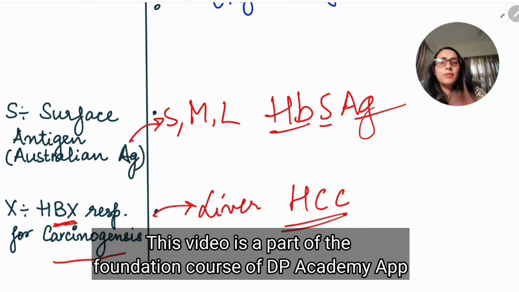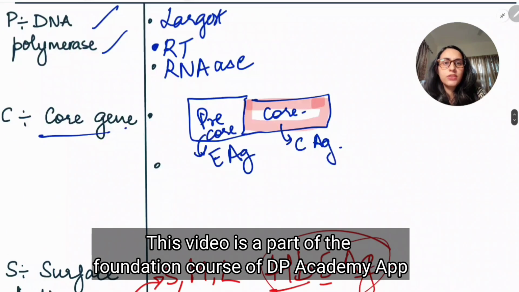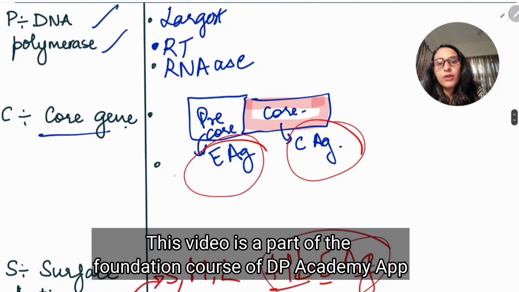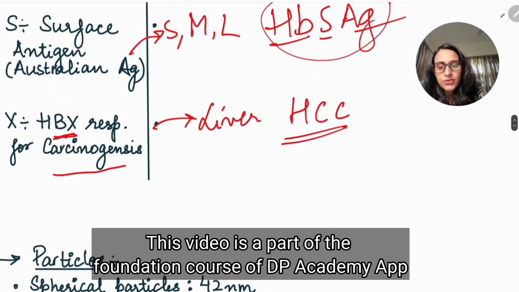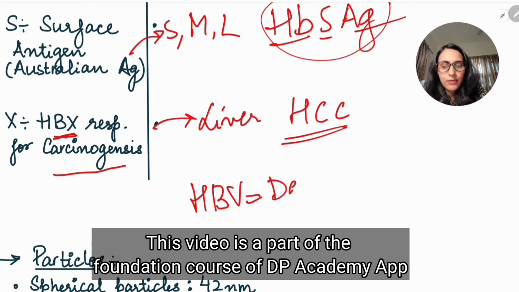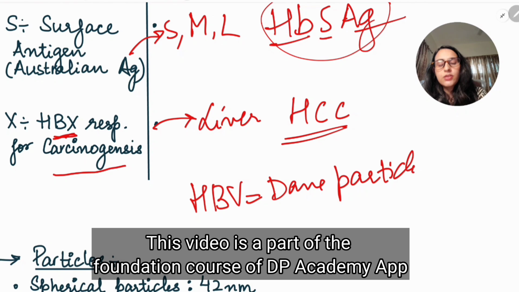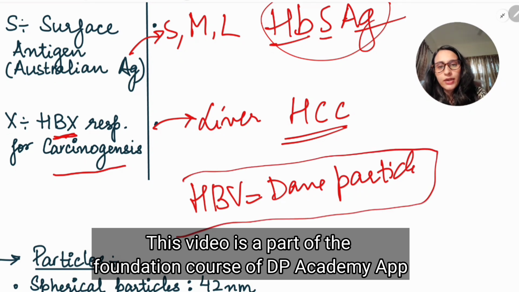The complete hepatitis B virus, which has got a surface antigen, a core antigen, and a pre-core antigen, all these antigens of hepatitis B virus together are known as a Dane particle. So what is a Dane particle? Dane particle is the full virion. It is a full virion that has got genome plus that is going to cause infection.